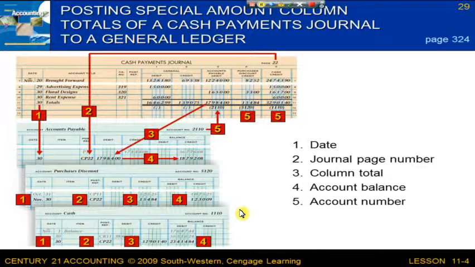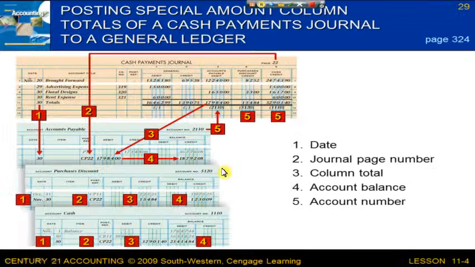Okay, for the audit your understanding questions. Number 1, for which columns of the special journal are the column totals posted to the general ledger? So a special journal would be our cash payments journal. Which columns are we going to post the totals for to our general ledger pages? Remember, we never post the general totals, so the only ones we're posting from the special journal are the special columns.